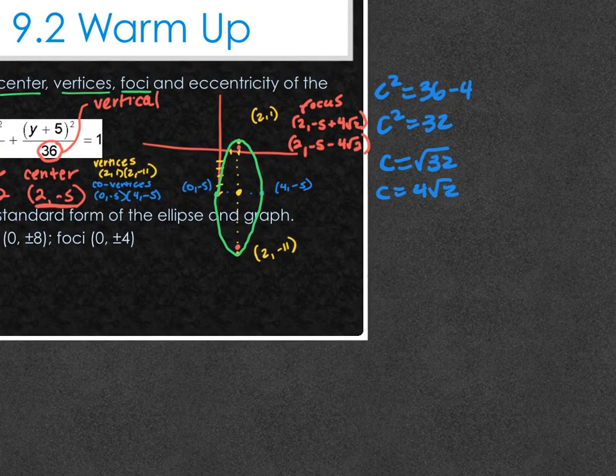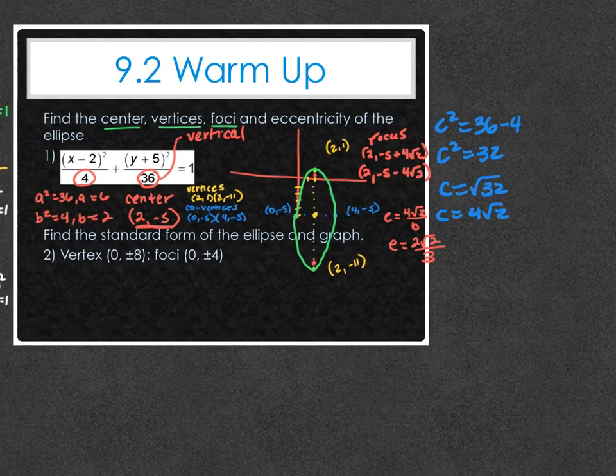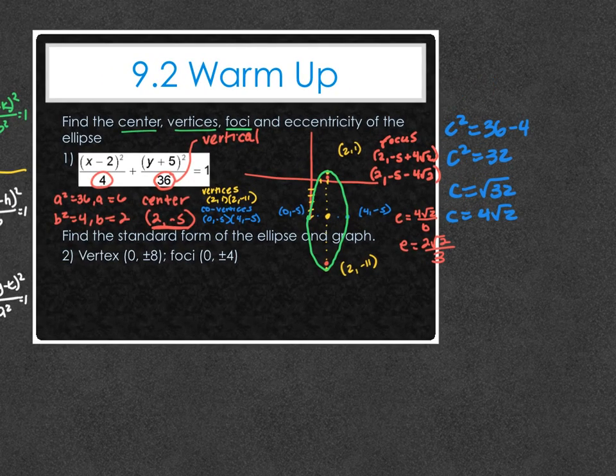And then the last thing it's going to ask you for is e, which is 4 root 2 over a, which was 6. And e is 2 root 2 over 3. So if this was a question on your test, here's your center, here's your vertices and your co-vertices, here's your foci, and here's your eccentricity. Questions on that one?